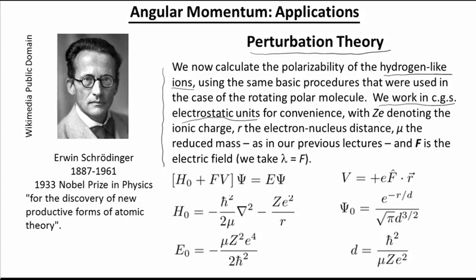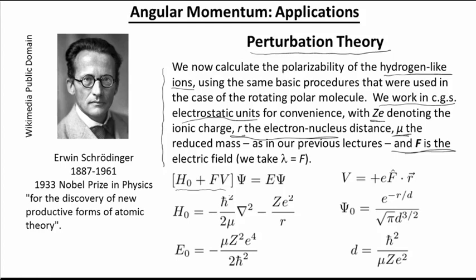The nucleus has a charge of Z times E, where Z is conventionally the atomic number. The electron nucleus distance is given by R. We retain the reduced mass so that this formula can be used to describe species other than electrons bound in nuclei. And we're going to do perturbation theory just of the very same type that we applied to the diatomic polar molecule. Slight difference here for notational convenience.